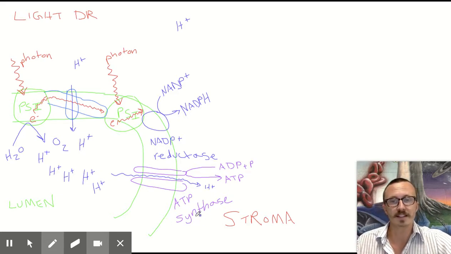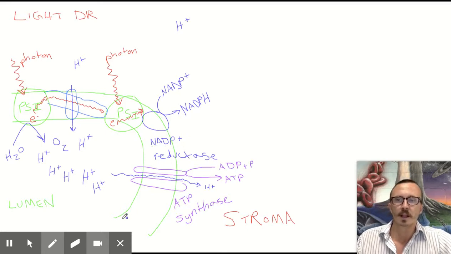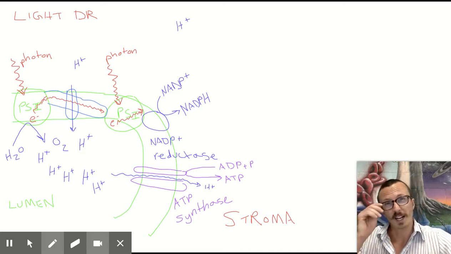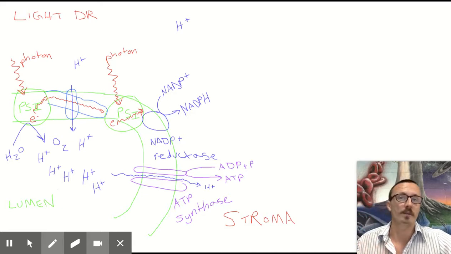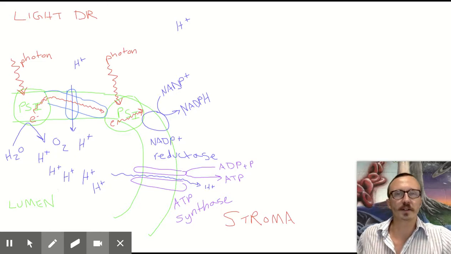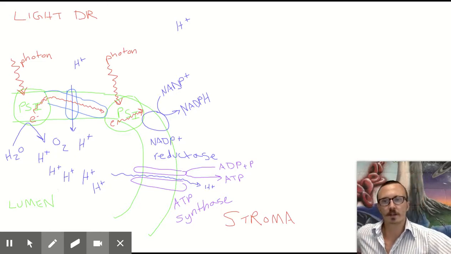It's an enzyme that synthesizes ATP. What does NADP plus reductase do? Well, it's an enzyme. It reduces NADP plus, right? You do need to know where the oxygen released by photosynthesis comes from. It comes from photolysis, which is the oxidation of water, the breakdown of a water molecule.